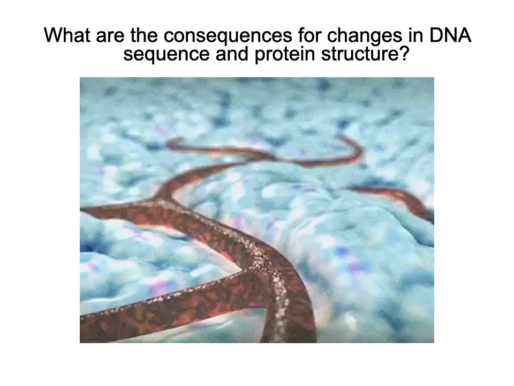So now that we have an understanding of what the amino acids look like and that they have different characteristics, we can think about what the consequences are for changes in the DNA sequence, right? So if we change the DNA sequence, that potentially could change the amino acid sequence for a protein. And how would that change the protein structure?